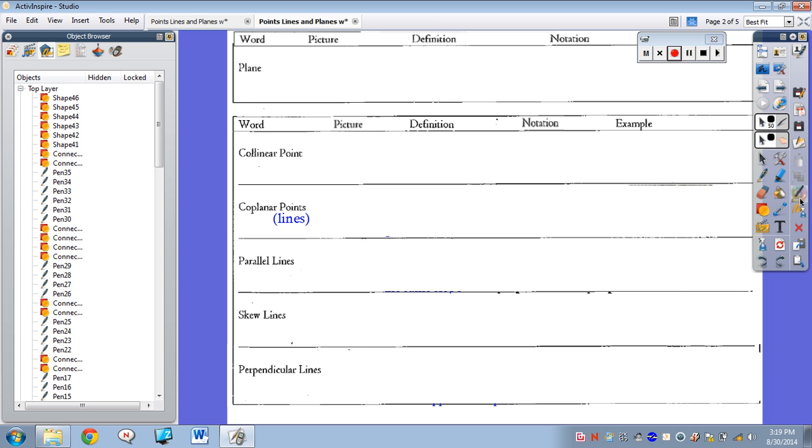Alright, a plane. A plane is a flat surface that extends in all directions. Any 3 points make a plane. So you only need 3 points. So you're talking about a flat surface. So if you had 3 points, if you connected those 3 points, you would make the shape called a triangle.